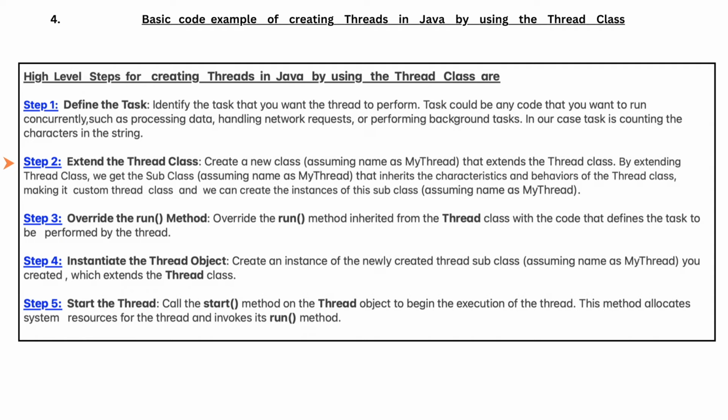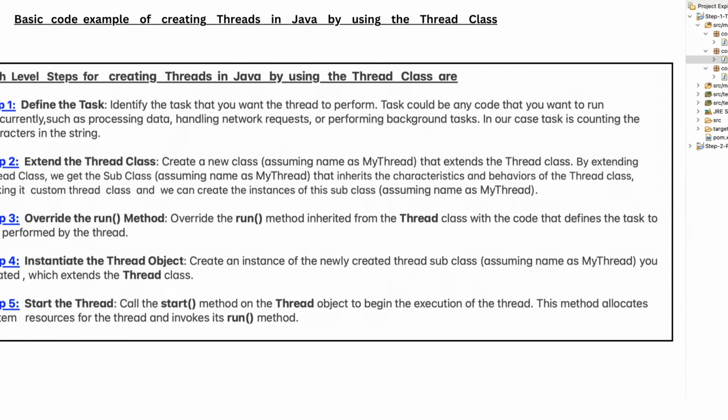Step 2. Extend the Thread class. Create a new class, assuming the name as MyThread, that extends the Thread class. By extending the Thread class, we get a subclass that inherits the characteristics and behavior of the Thread class, making it a custom thread class, and we can create instances of this subclass, assuming the name as MyThread.